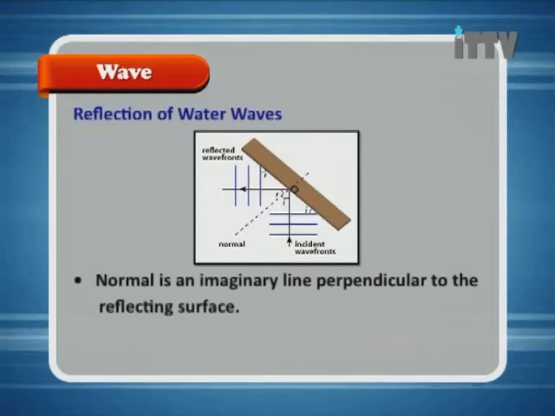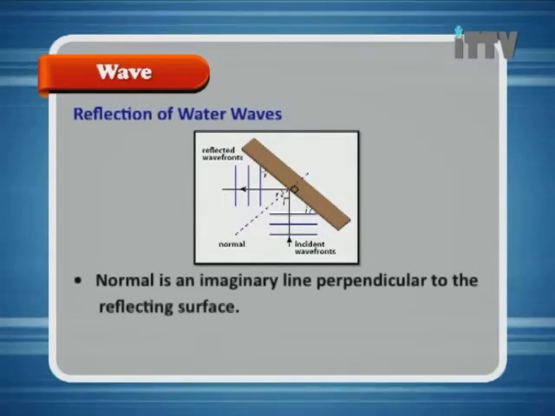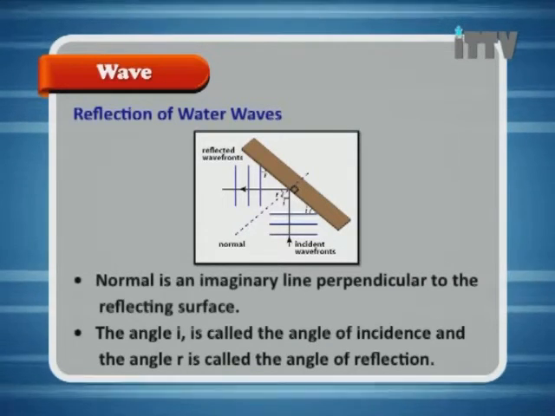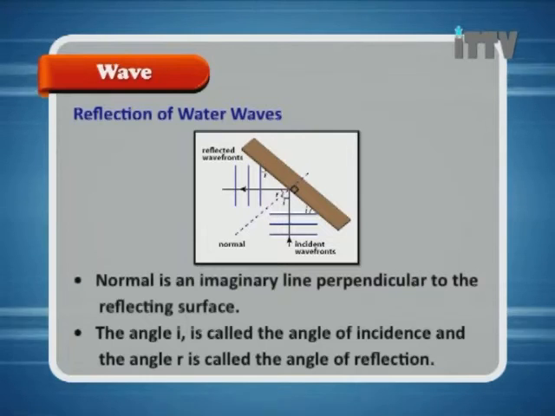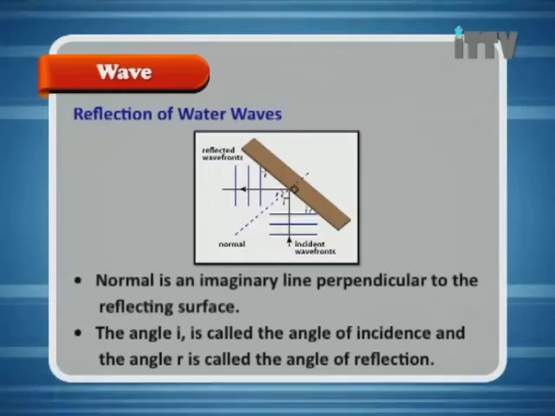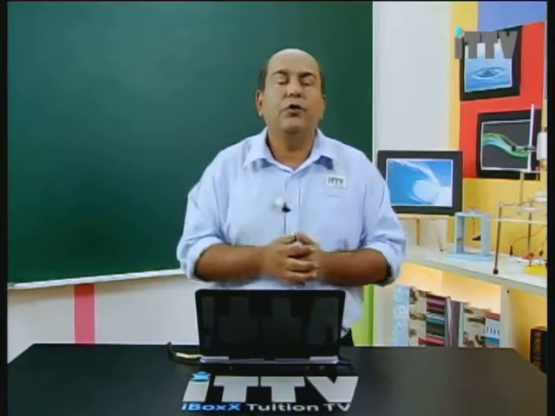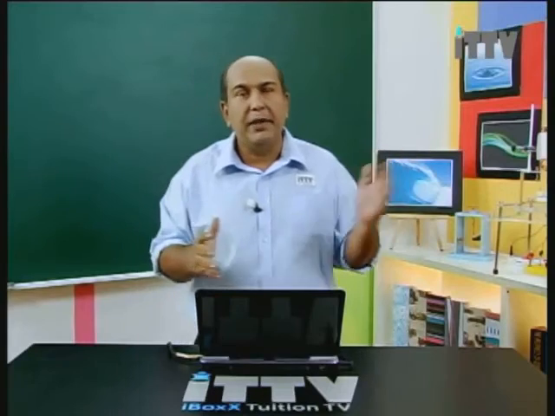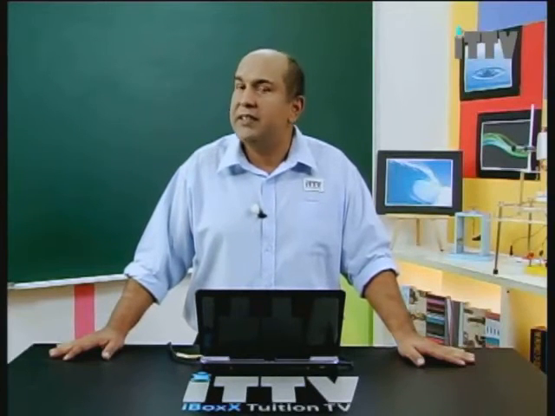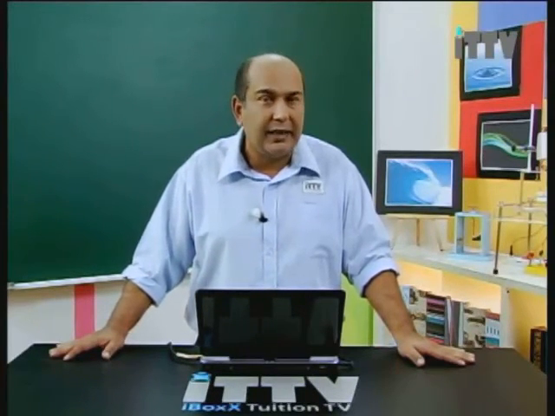The normal is an imaginary line perpendicular to the reflecting surface. The angle I is called the angle of incidence, and the angle R is called the angle of reflection. So these are the key things on reflection. A wave that is coming in will be reflected off a surface and will bounce away. The wave coming in will produce an angle that we call the incident angle, and the reflected wave will have a similar angle that we call the reflected angle.